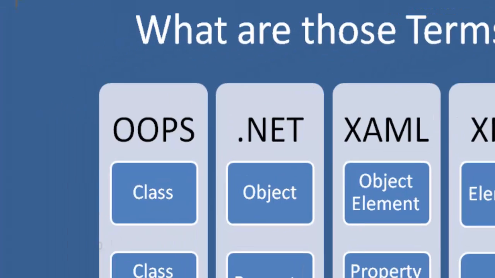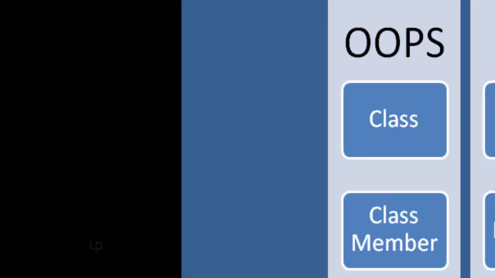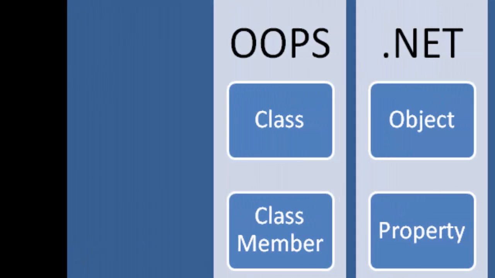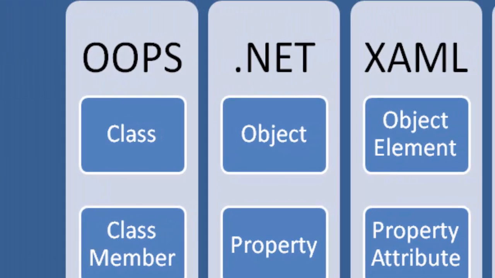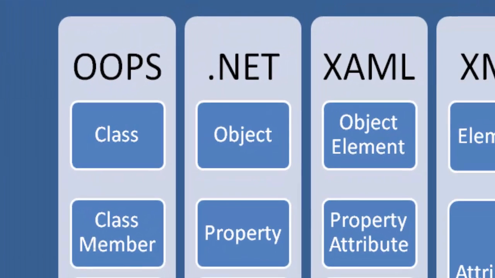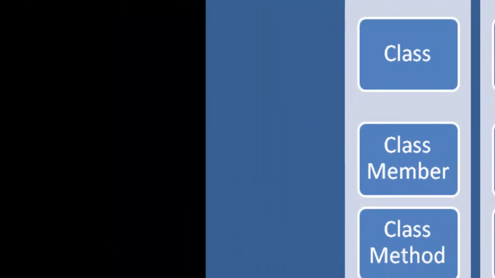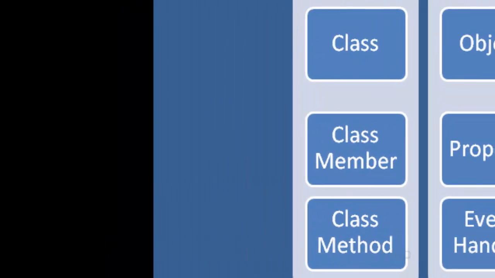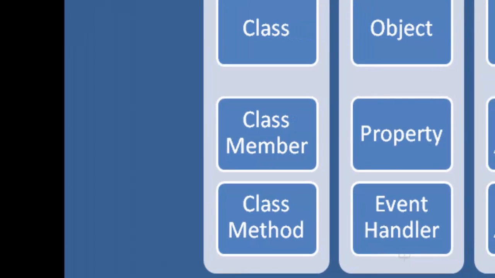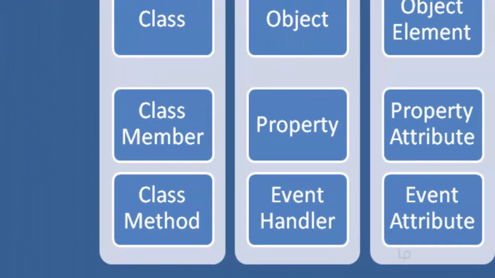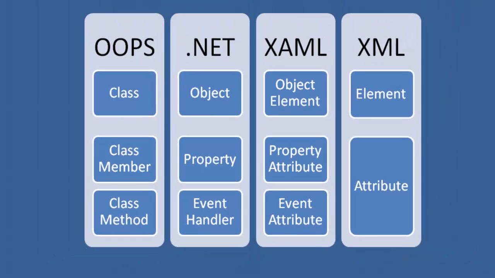And in OOPS we have a class member or a class variable, which maps to property in .NET or a property attribute in XAML, and then it's just called an attribute in XML. And in OOPS we have class methods or class functions, which are called event handler in .NET, event attribute in XAML, and then just an attribute in XML.